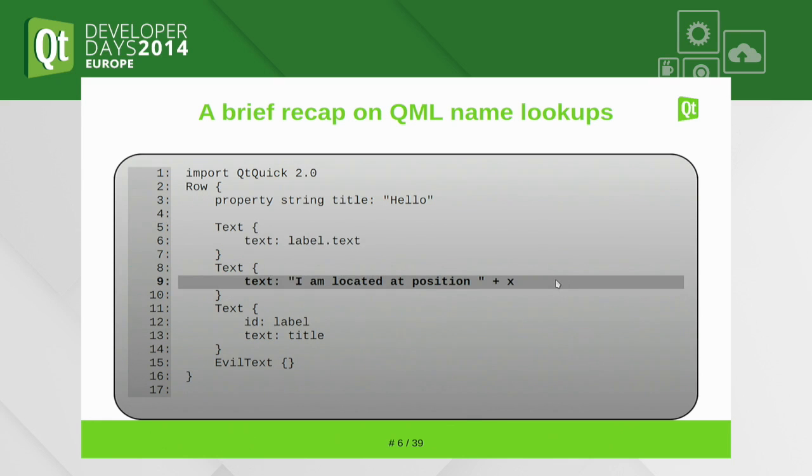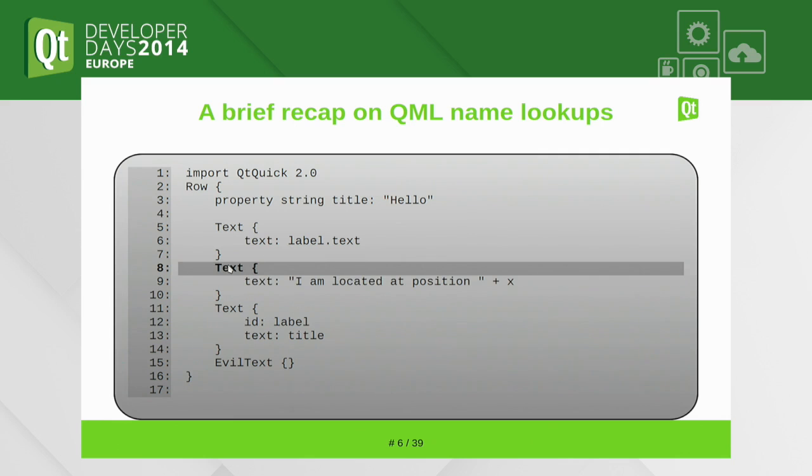The second type of lookup we do is what we call a scope lookup. So in this example, the resulting string is a concatenation of a constant string, I'm located at position, and then there's x there. Now the question is, what is x? What does x result in? Where does x come from? And the answer is that x is a property of the object that is currently in scope. This is called the scope object, and as it turns out, that is this element itself. This text element is a general Qt Quick item, which has a width, a height, it has an x and a y property, the position and the dimension of the screen.